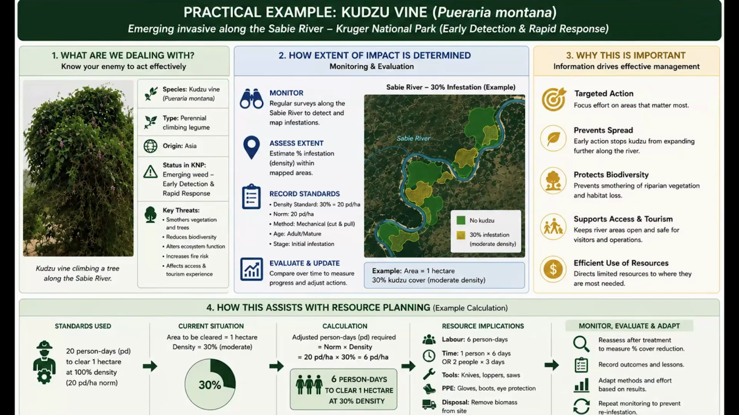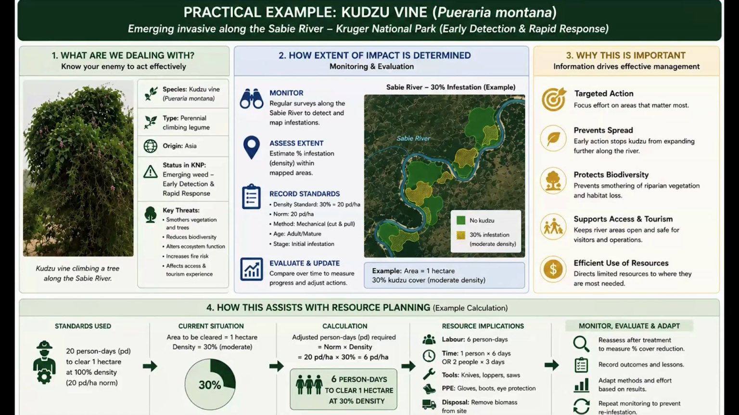So now that I've covered what monitoring and evaluation is, I'm just going to go through some of the practical examples from the Kruger National Park. I'm going to go back to Kutu again. I've indicated it's an emerging weed in the Kruger National Park. So when you do monitoring, it's important that you also understand the biology of the plant. So we know it is a perennial climbing legume, and where it comes from, how it behaves. It smothers vegetation and other trees, reduces biodiversity, and affects access and tourism experience.